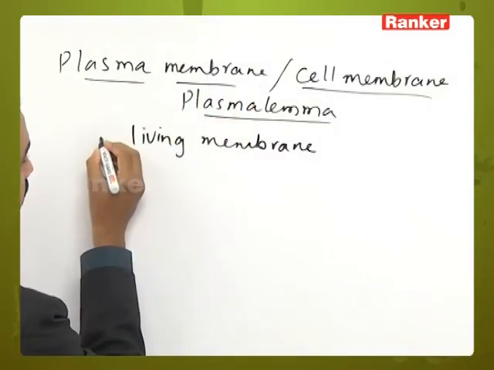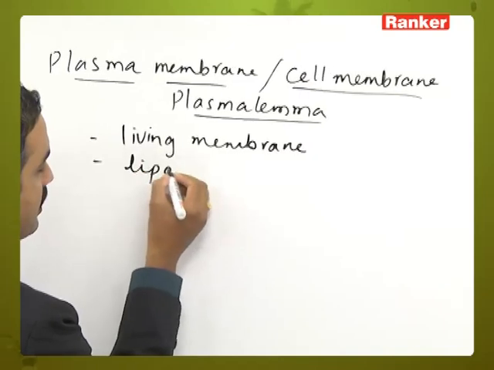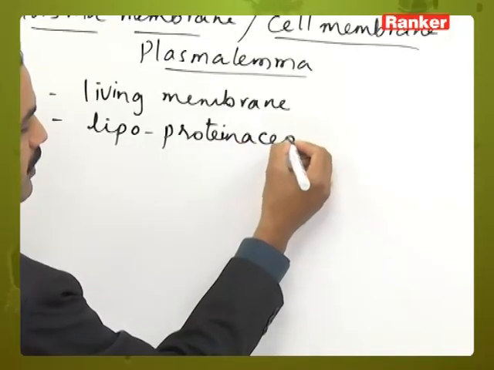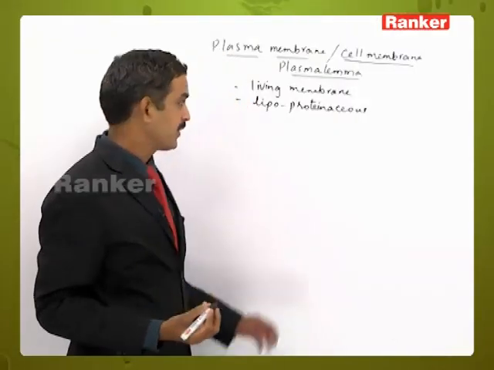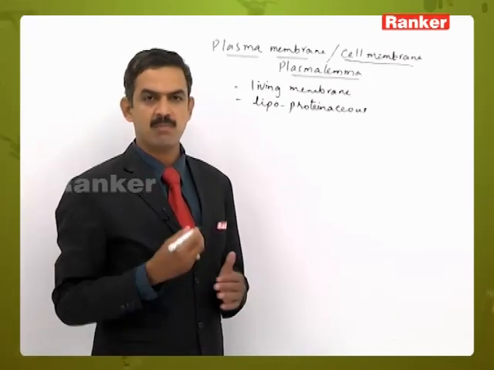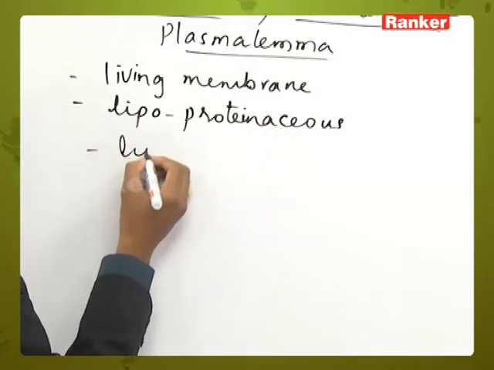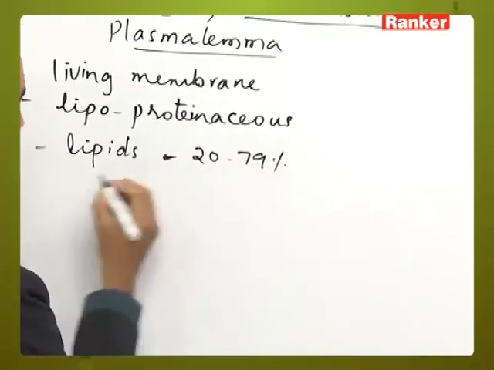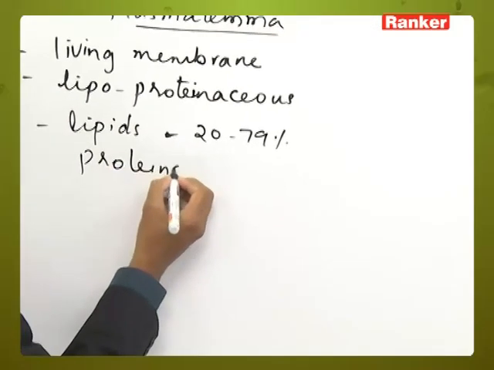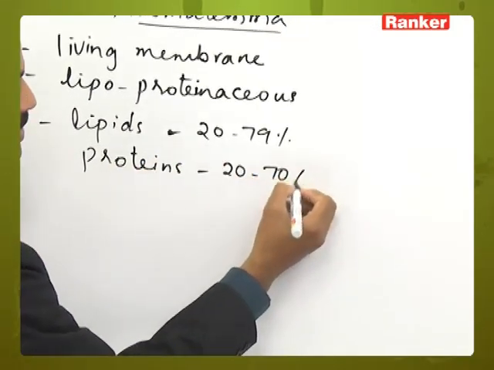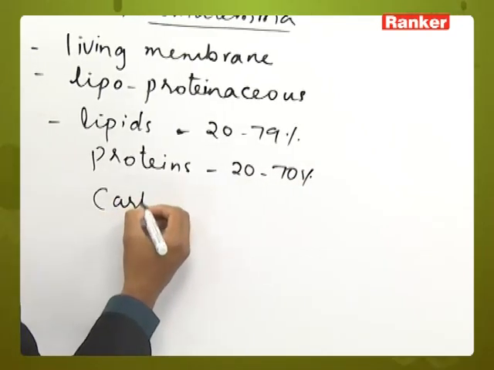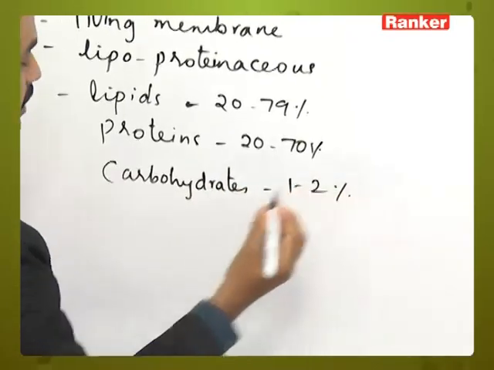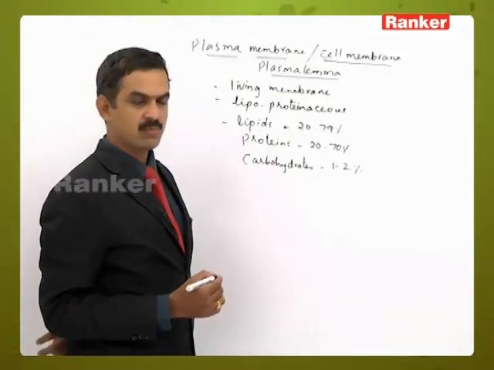So here this membrane is lipoproteinaceous, that is, made up of lipids and proteins, but the composition of lipids and proteins will differ. If you observe the major composition, the lipids are 20 to 79%, whereas proteins are 20 to 70%, and carbohydrates are from 1 to 2%. These are the major components present in it.